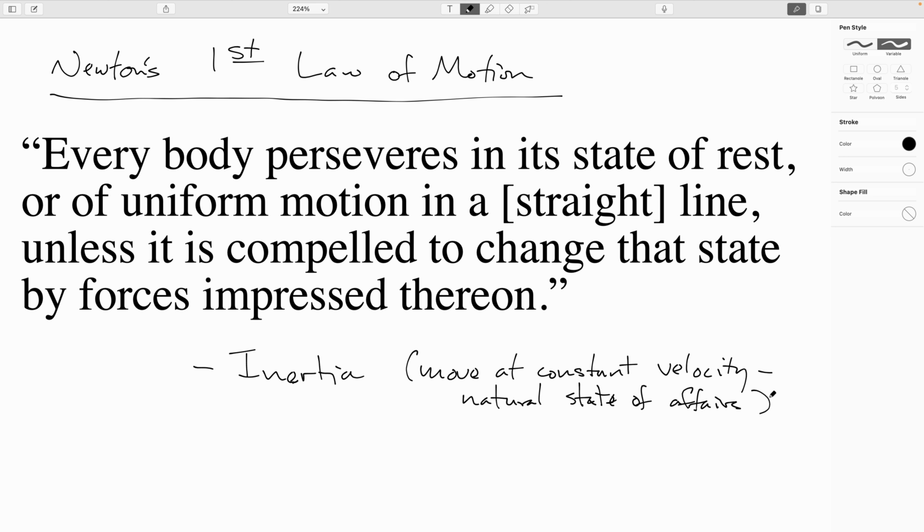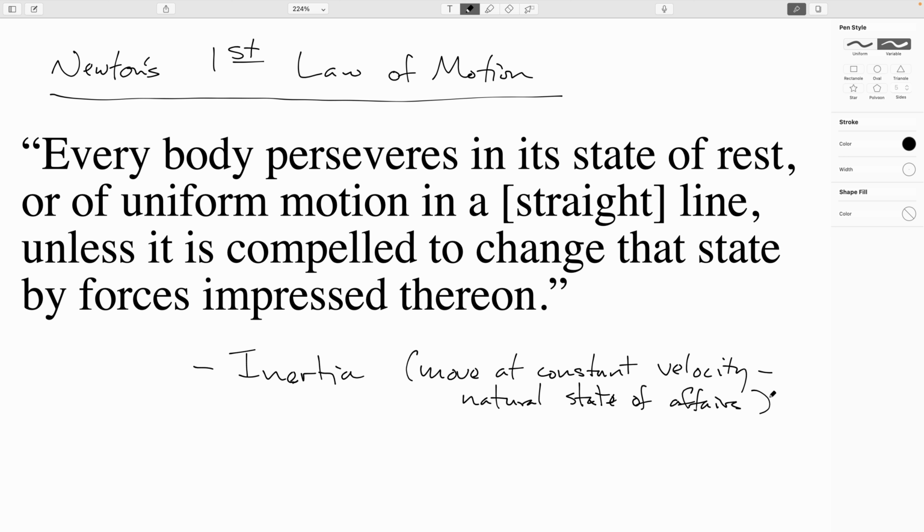So what do I mean by this being the natural state of affairs? Well, what this would mean is that, at the risk of anthropomorphizing an object, we would say that what it wants to do, or what any object will just inherently do, is to move in a straight line at a constant speed forever. That's hard to do in practice. You can see this sort of thing in deep space.